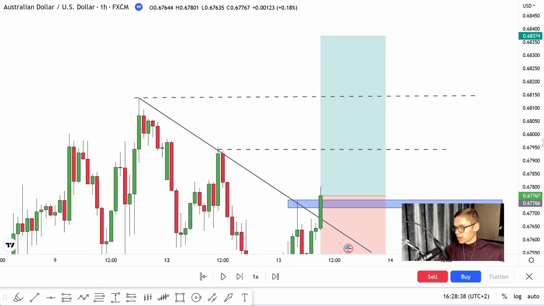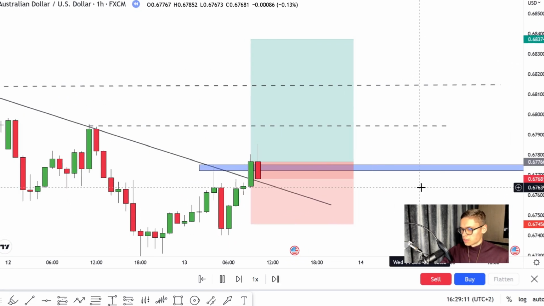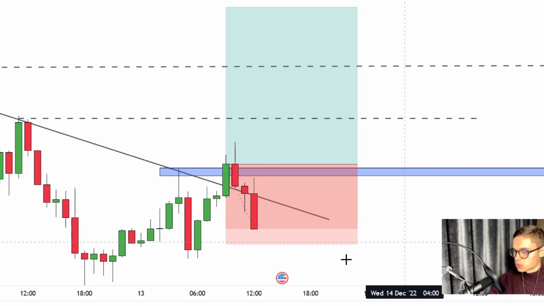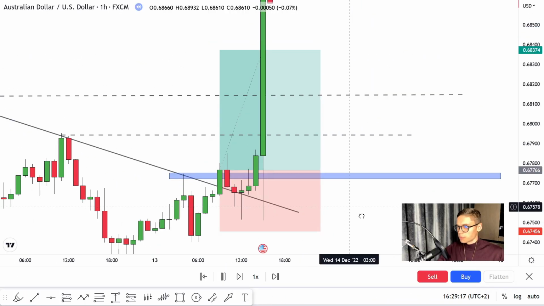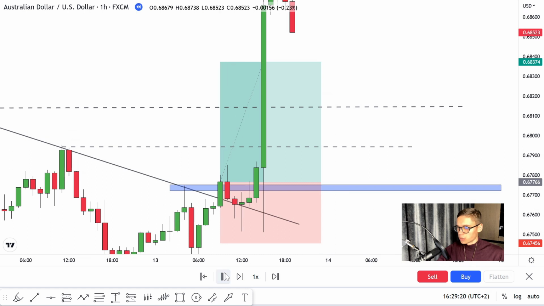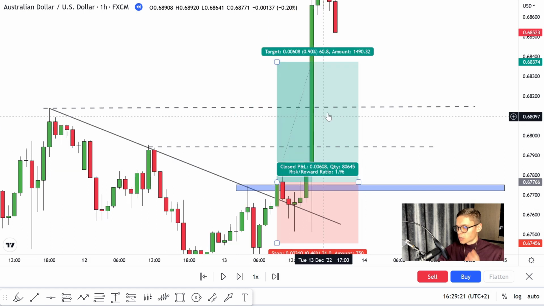Now let's play the price and see how it will go. So the price is developing. As you can see, it retraces right here. So good thing that we left some breathing room, and then boom, the price hits our full take profit with this trend line break strategy.